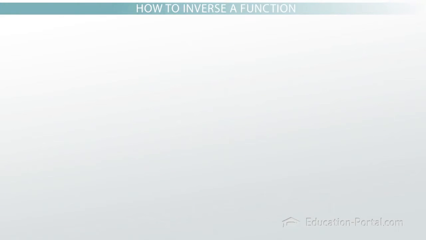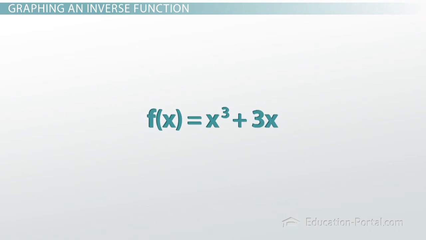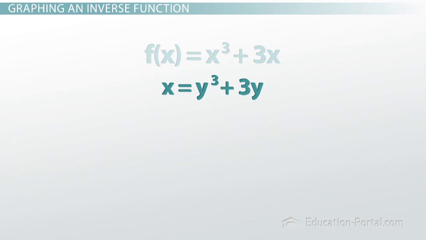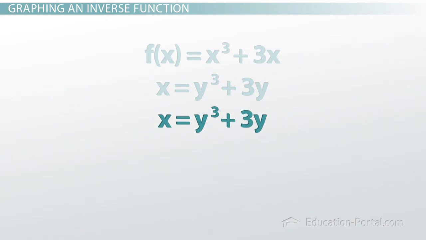So what about a function like f of x equals x cubed plus 3x? I can write it out in terms of x and y. I can swap the variables. I can then solve it for y, but I don't really know how to do that. That's not obvious to me. So is there another way?